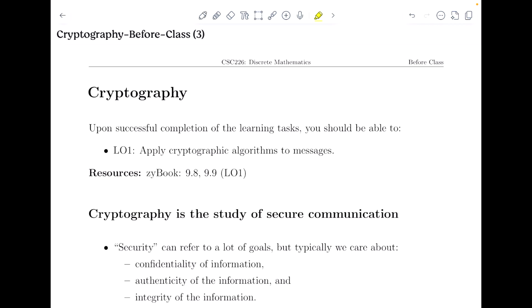With the learning objective we have here, we're going to apply cryptographic algorithms to messages. To do that, we need some background, which for cryptographic algorithms is mostly going to be modular arithmetic. And we're also going to use a little bit of probability.